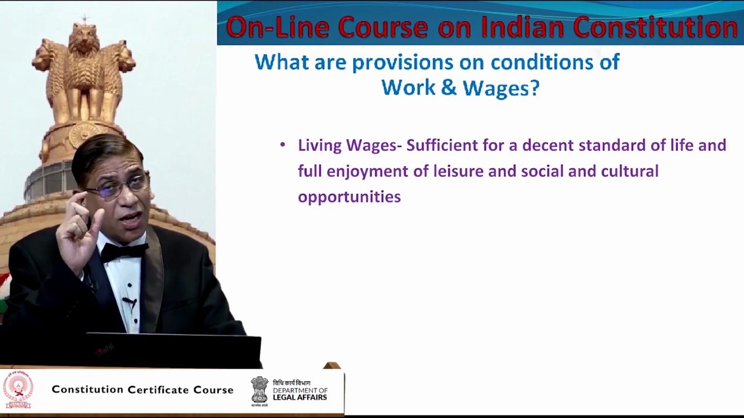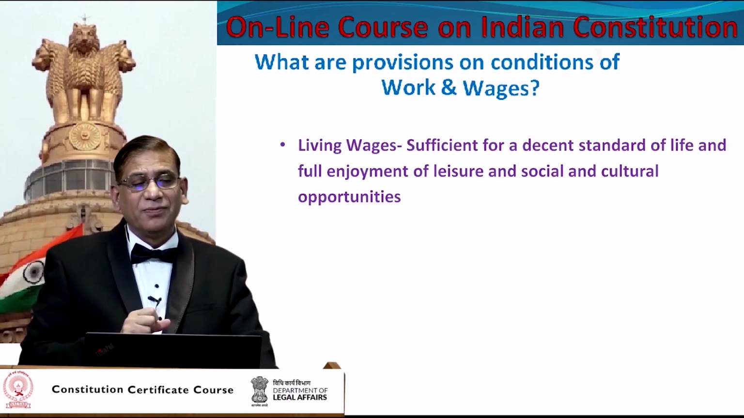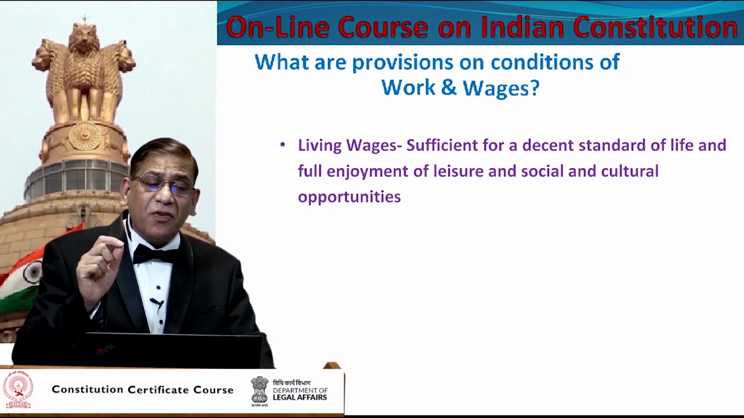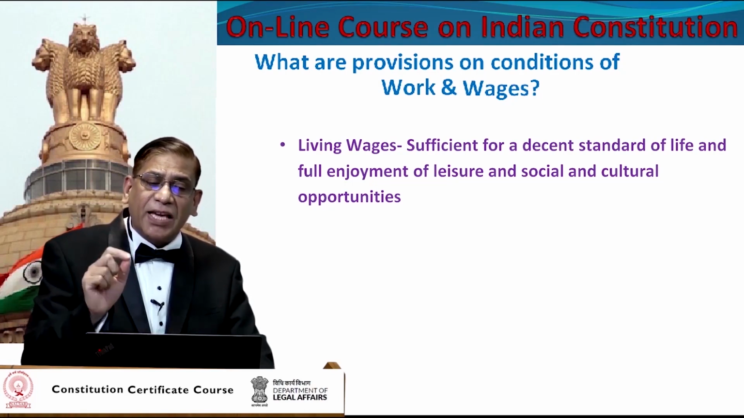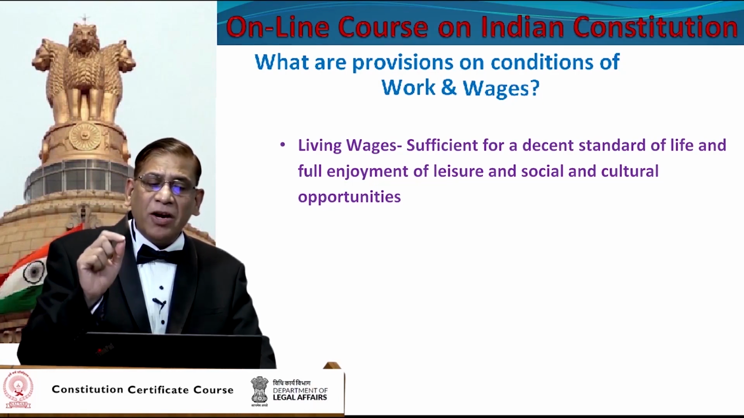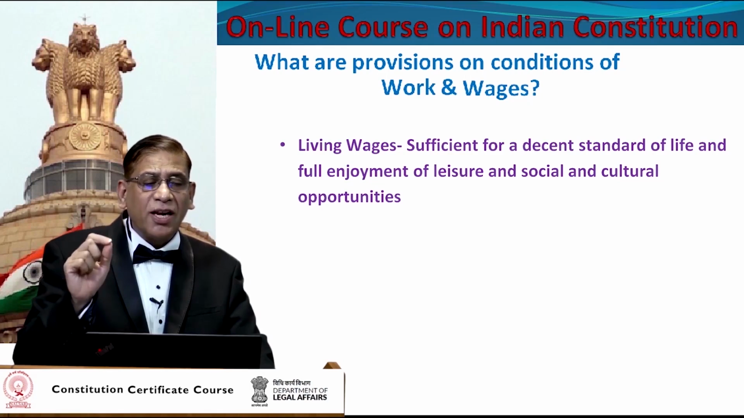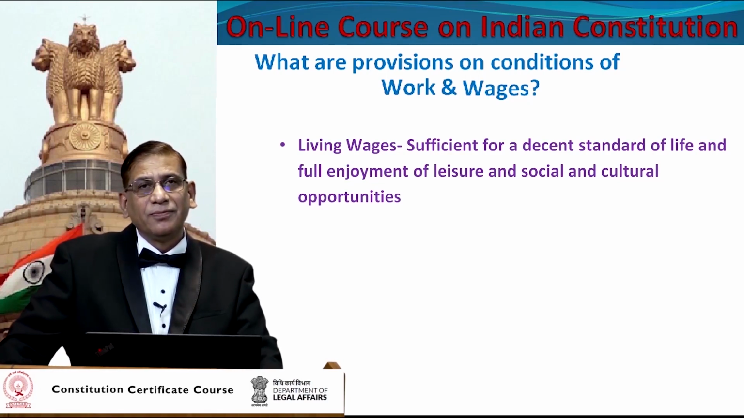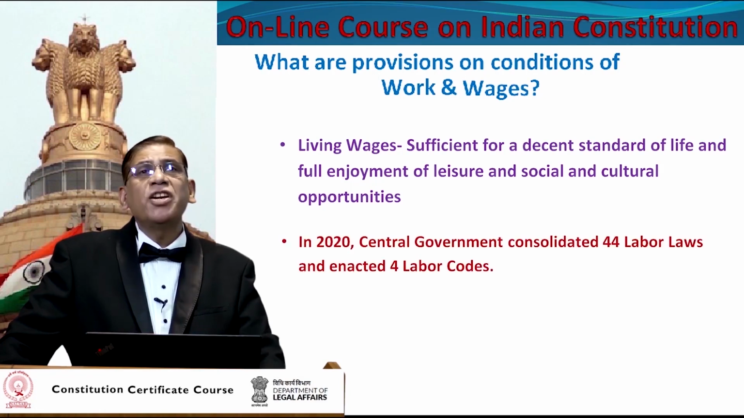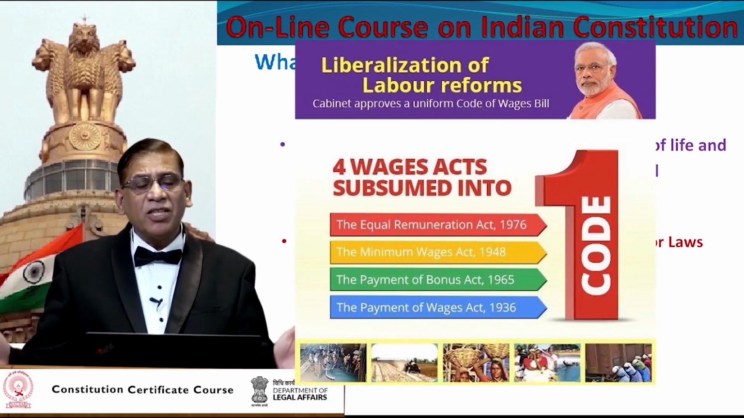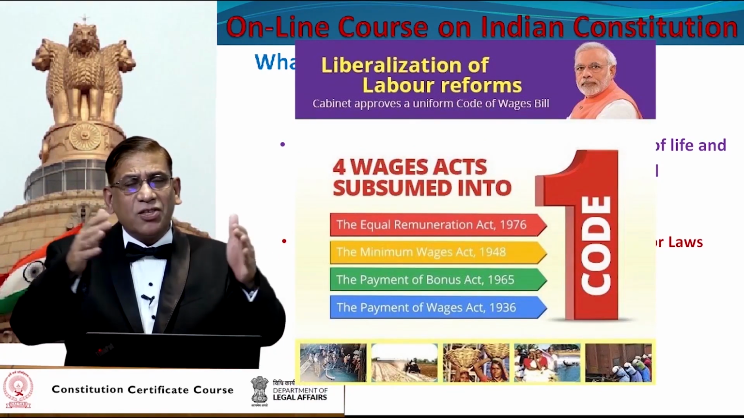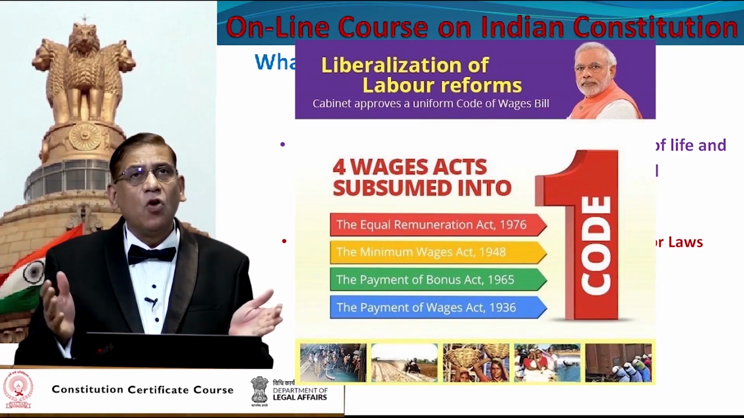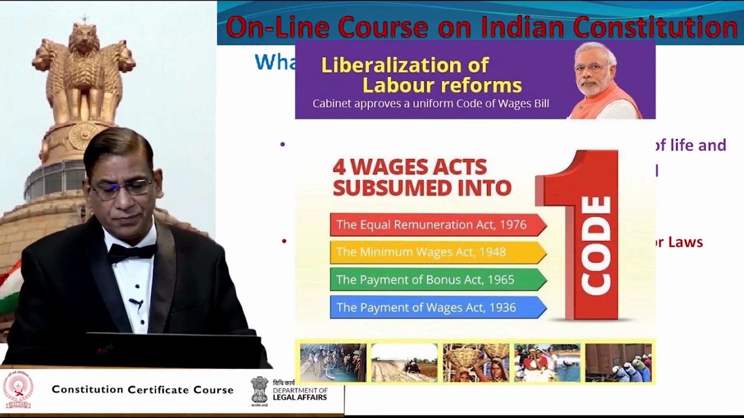The constitutional ideal is living wage. Living wage would be sufficient for a decent standard of life and full enjoyment of leisure and social and cultural opportunities for our workers. In 2020, the central government consolidated 44 different labor laws and enacted 4 labor codes.